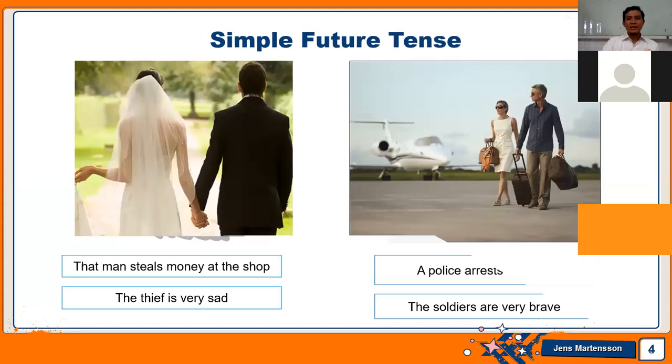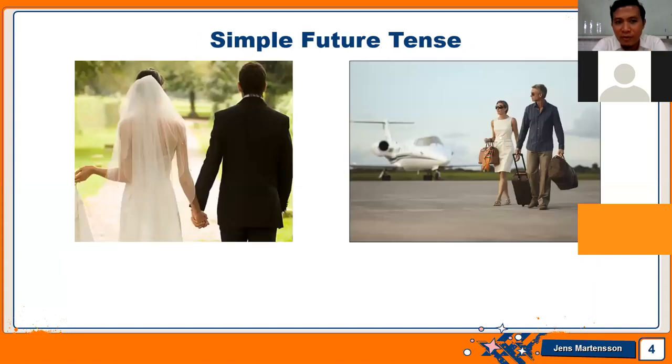The next is, before we go further, you need to know simple future tense. Why do we study simple future tense and simple present tense? Because it's still related to our topic. When we are making a sentence in conditional sentence, those tenses are required in this topic. That's why we are learning simple present tense and simple future tense before we go further.